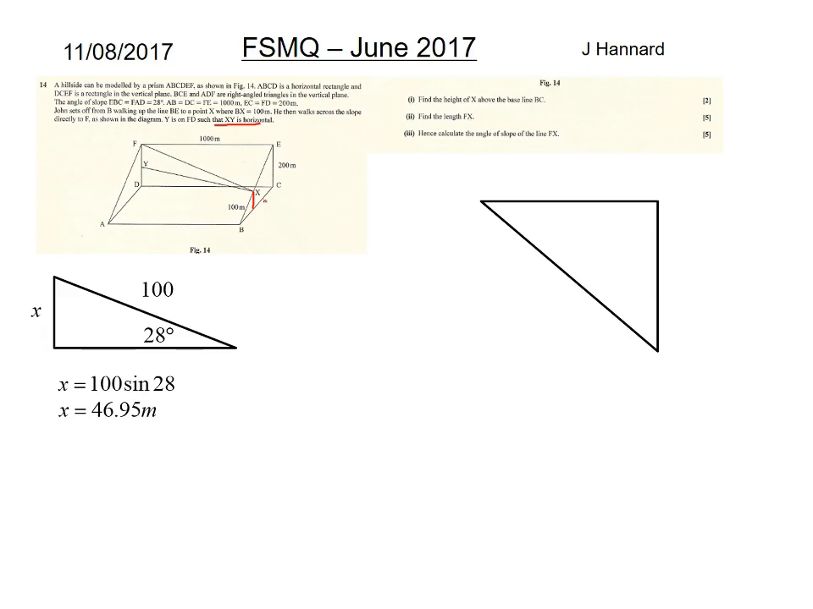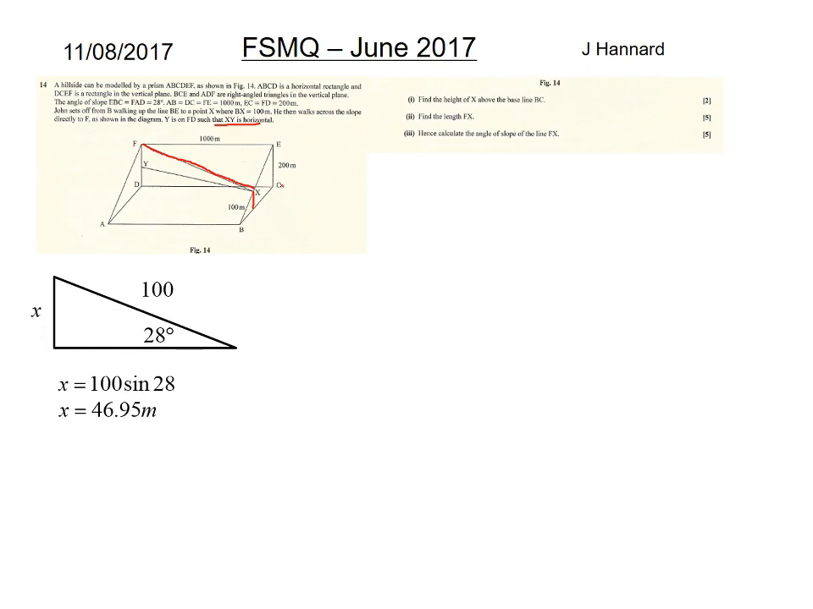We know that that is X, we know that that is 100, and we know that that's 28 degrees from the question. So basically putting that into trigonometry, X is equal to 100 sin 28, therefore X is equal to 46.95 meters. Nice easy starter. We've now got to find the length FX, so that's the sort of slope bit here, which is that.